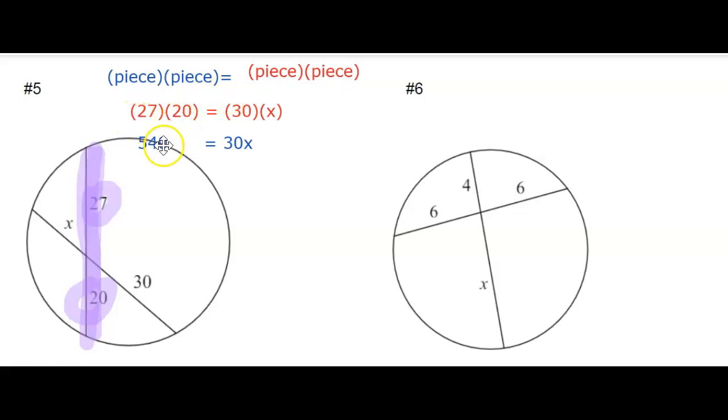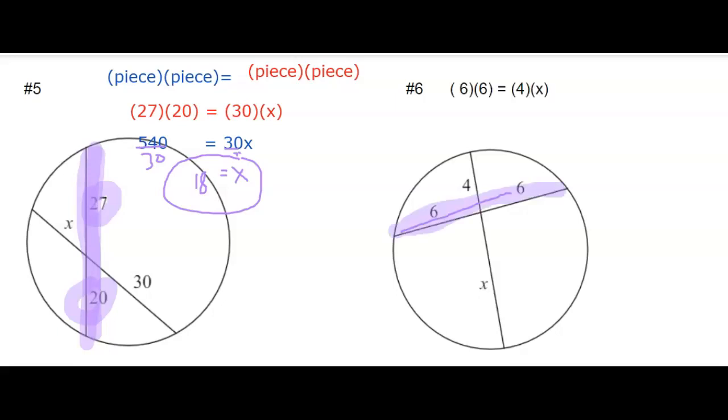Okay, 27 times 20 is 540. 30 times x is 30x. You do the last step. Good. The last step is to divide by 30 on both sides. So 540 divided by 30 is 18. You should have gotten 18. So 20 times 27 is 540, and 18 times 30 is also 540. That always works. Go ahead and try number 6.